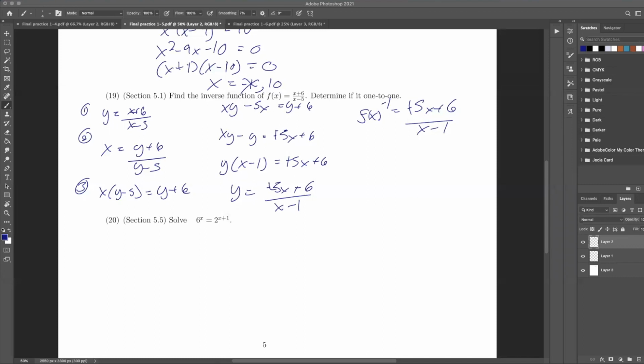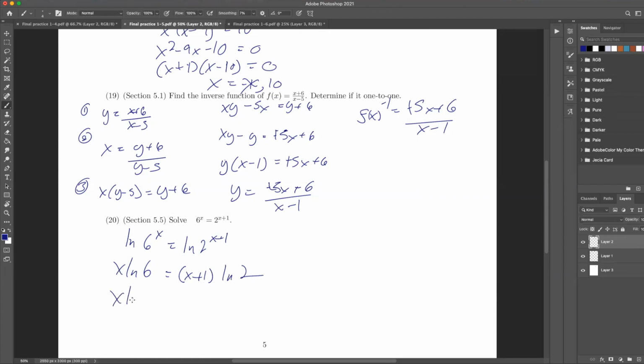All right, so let's do the next one. So here we have two different exponentials. So I just take the log of both sides. So we'll take ln of 6^x equals ln of 2^(x+1). Then by the properties of log, you can pull out the x. So x ln of 6 is equal to (x+1) ln of 2.